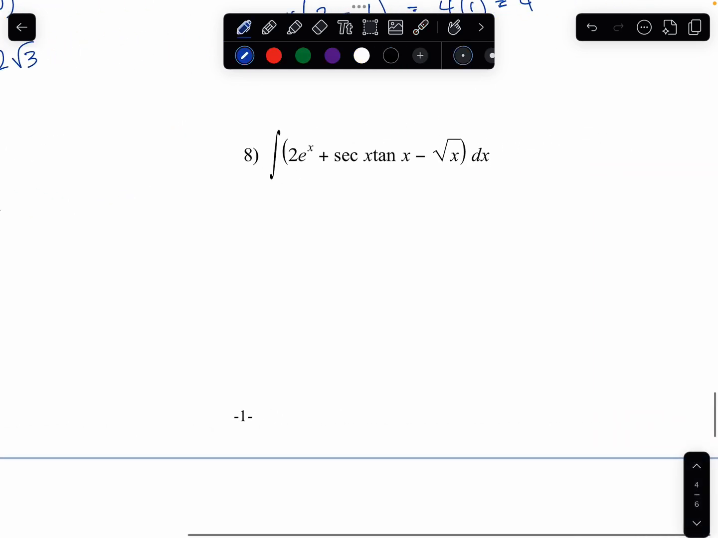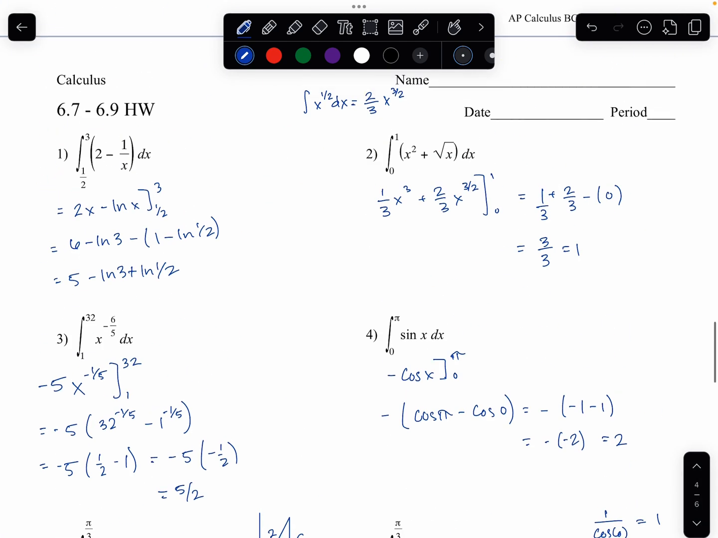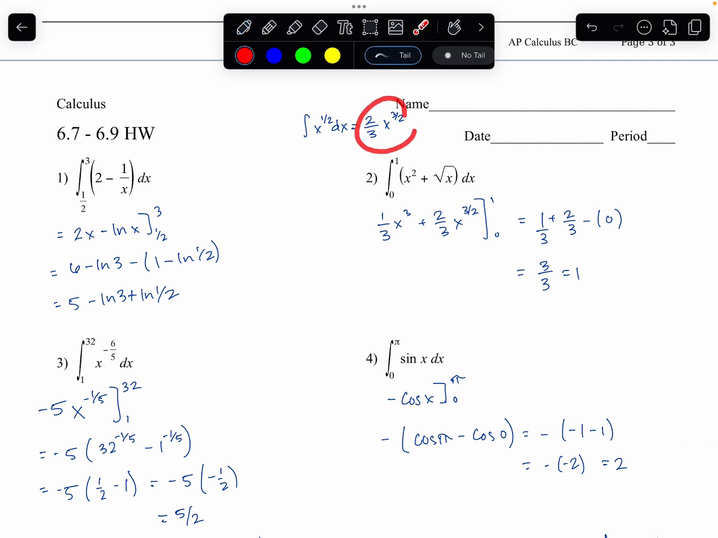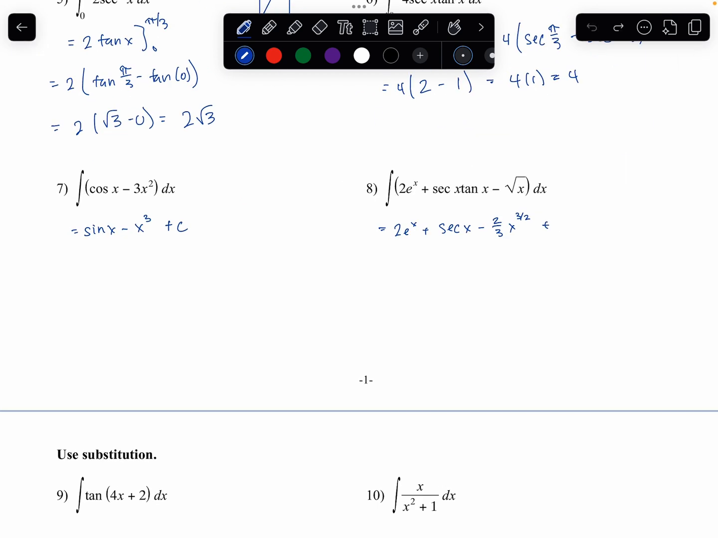This one right here, the antiderivative of 2e to the x is 2e to the x. Antiderivative of secant x tangent x is secant of x. And the antiderivative of square root of x, we did that all the way up here. So 2/3 x to the 3/2 plus c. Okay, and I think that checks out.